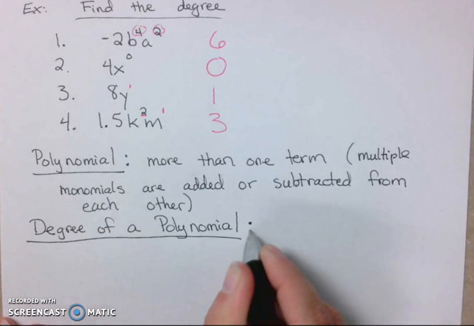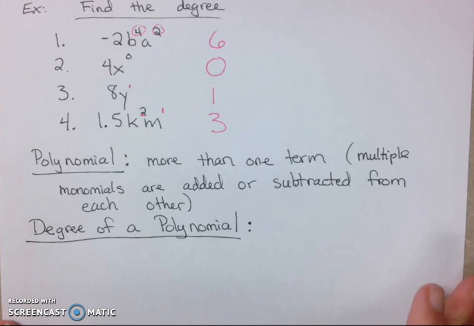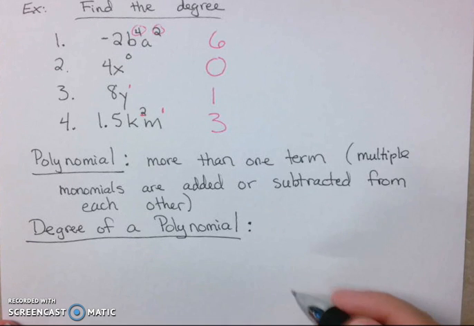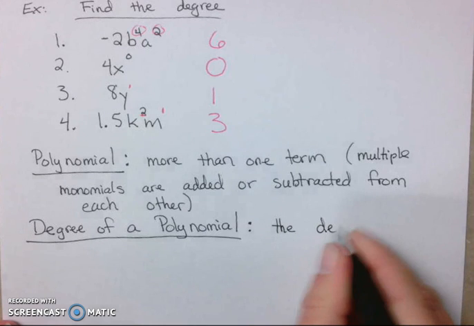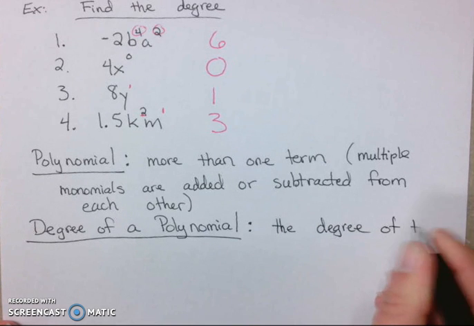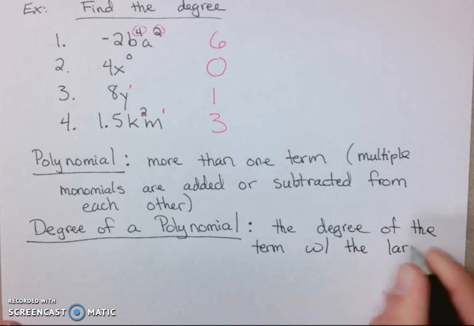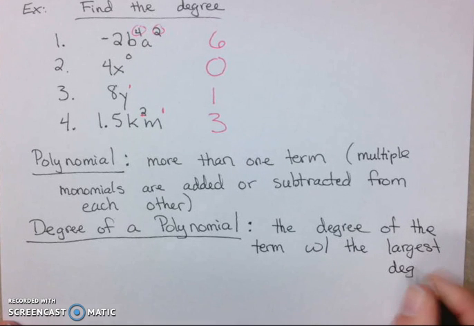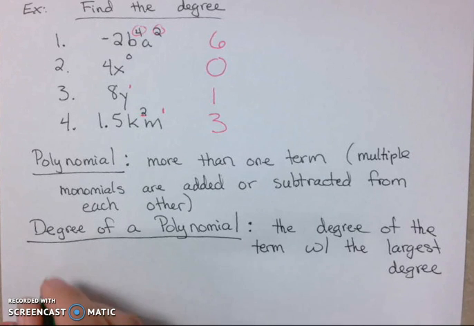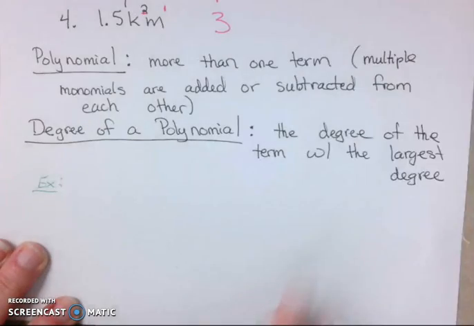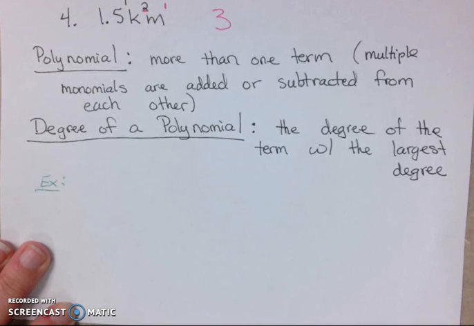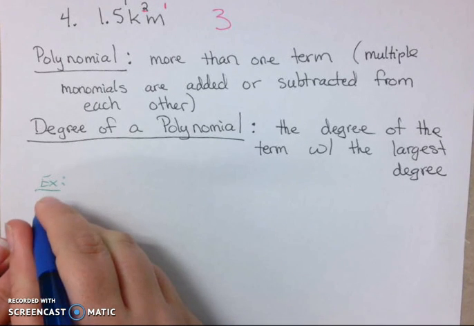So this one's actually a lot easier. It's just the degree of the term with the largest degree. So when you have multiple terms, you just find the one with the largest degree. So we look at all the monomials in our polynomial, see which one has the largest degree, and that's the degree of our polynomial. So let's look at some examples here. We're going to find the degree of these polynomials.